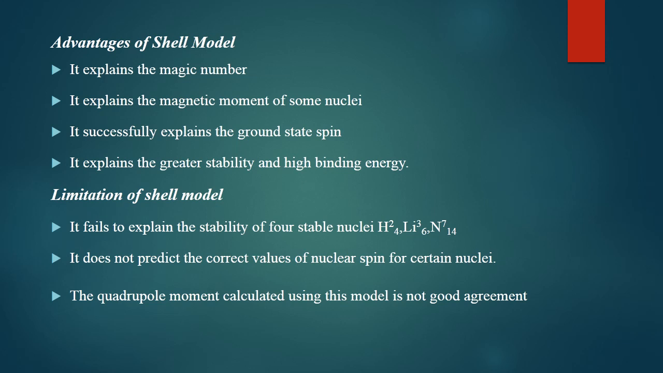From the graph, we know that the higher binding energy and greatest stability can be explained on the basis of the shell model. And we know that there are certain limitations of the shell model. It fails to explain the stability of 4 stable nuclei: 2He4, lithium and nitrogen. On the basis of the shell model, it fails to explain the stability of these stable nuclei. It does not predict the correct values of nuclear spin of certain nuclei, not for all nuclei, but for certain nuclei the nuclear spin cannot be explained on the basis of the shell model.